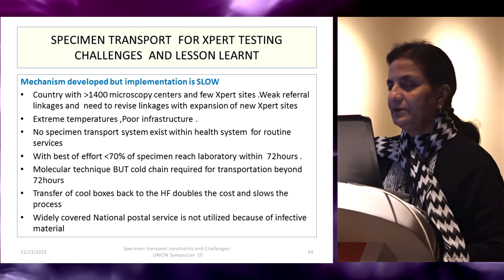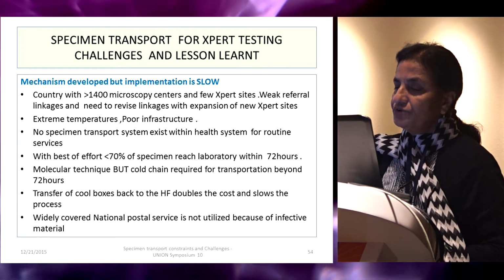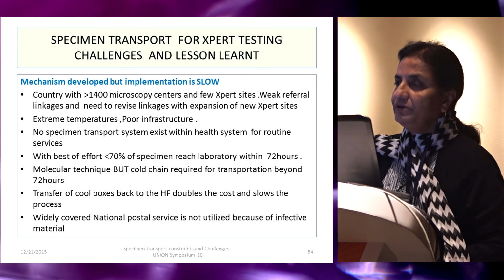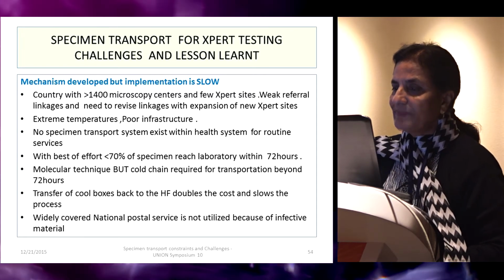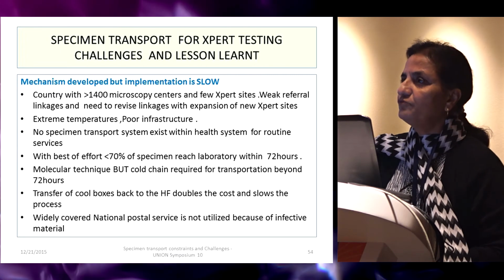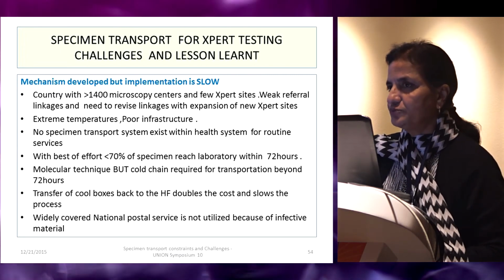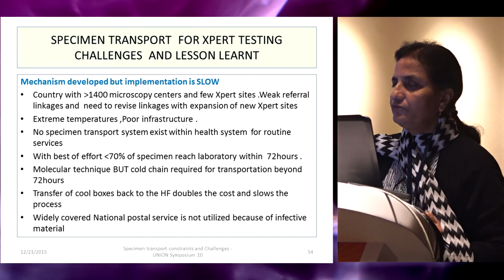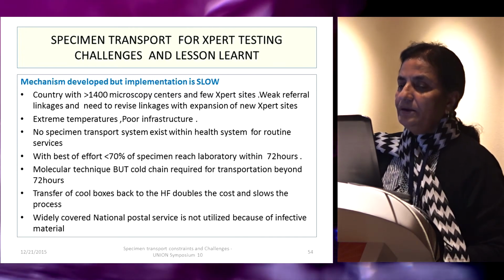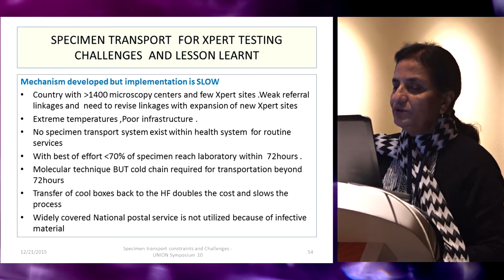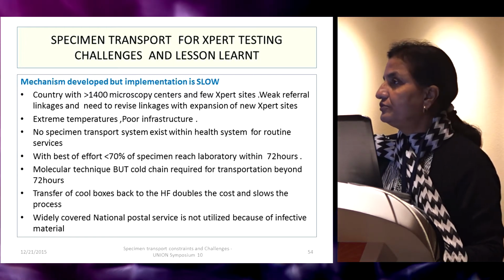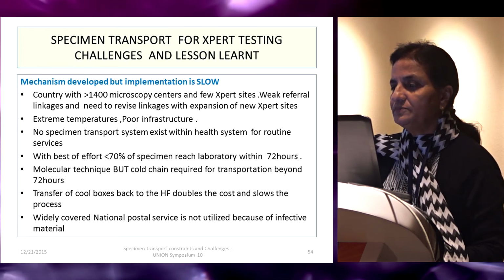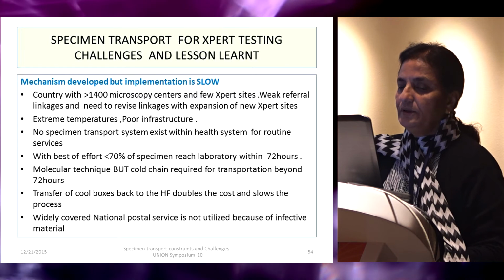And then there is extreme temperature, the infrastructure is not very good, and we didn't have any specimen transport mechanism existing within the health system on which to build our specimen transport. So it's a new initiative, and we have to build this system from scratch. And what we saw is that, with best effort, only 70% of the specimens reached the laboratory within 72 hours. So most of the time, we have to prepare ourselves that the specimen will not reach within 72 hours.